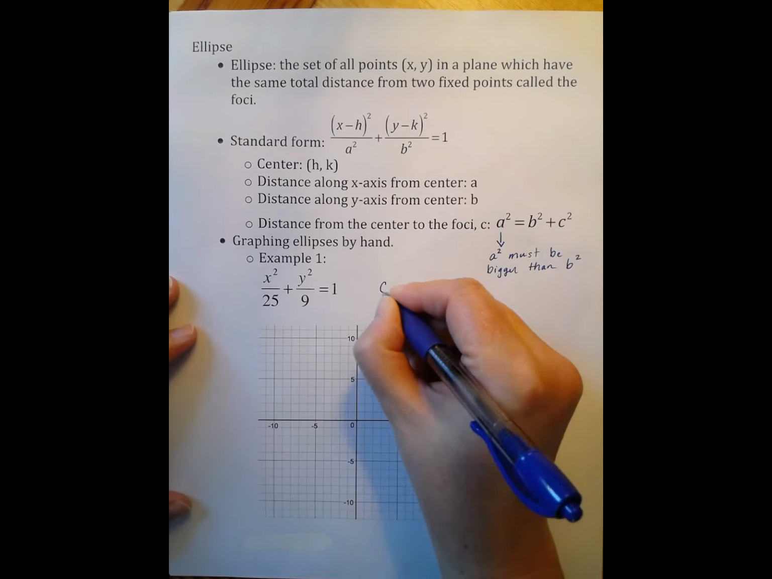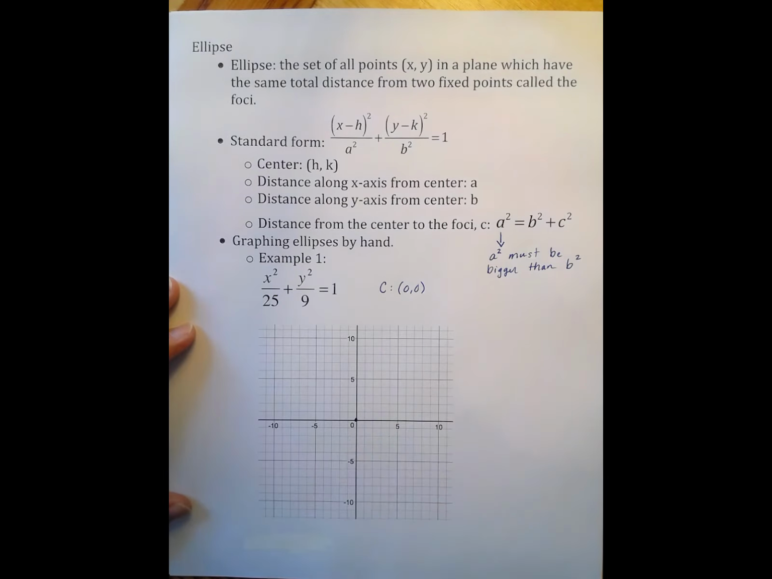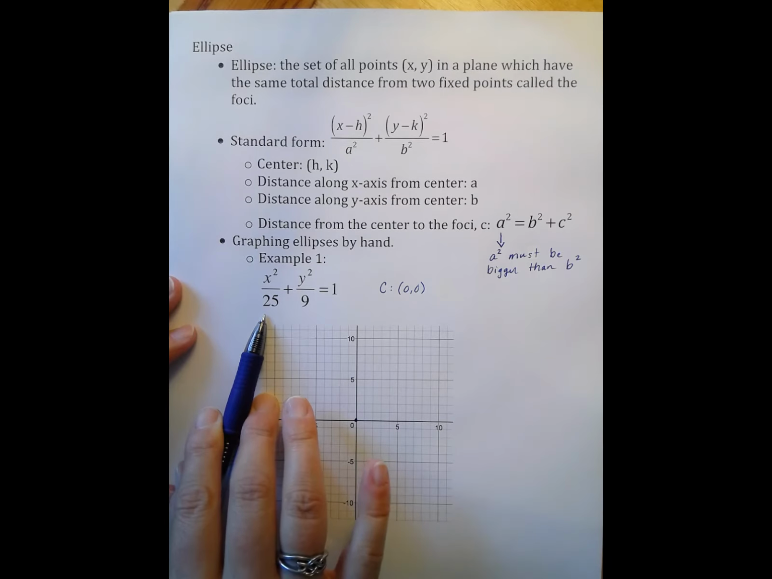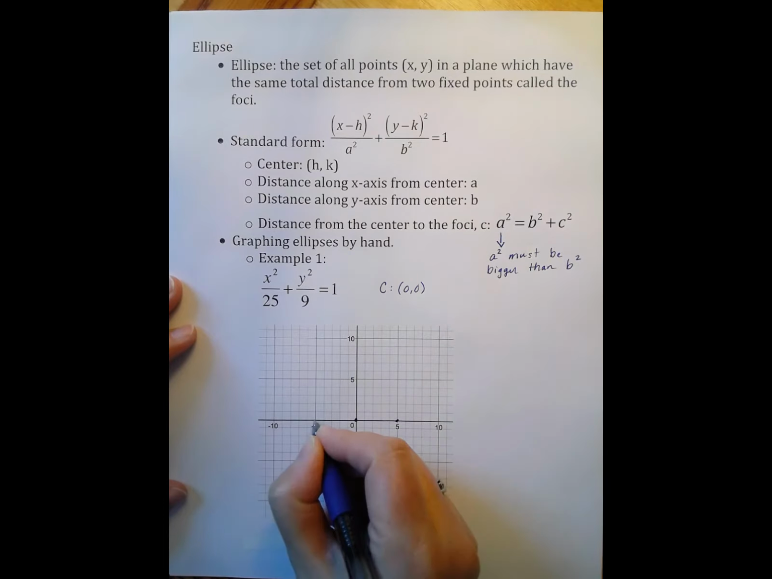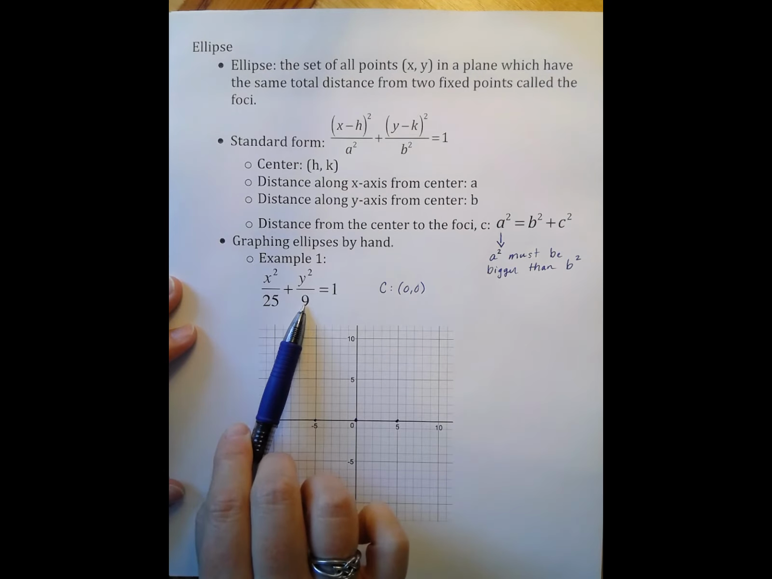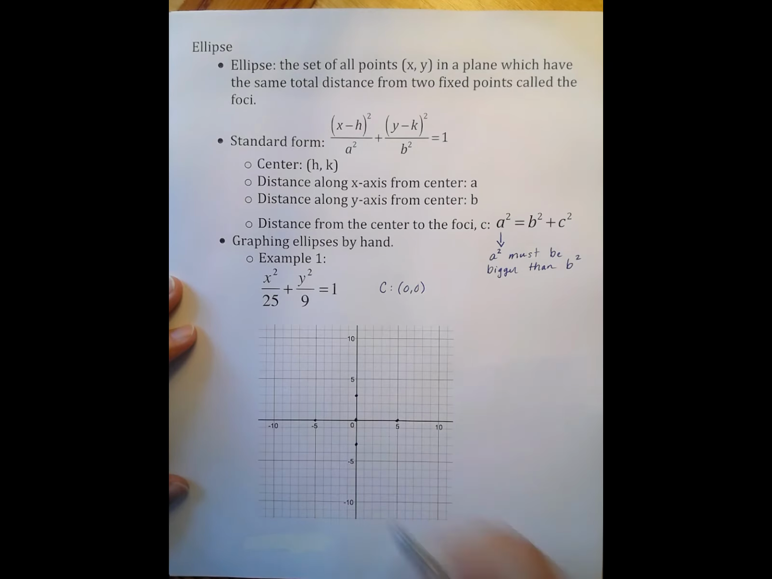So let's look at this first example. In this first example, my center is (0, 0). The number underneath my x term of this equation tells me how much left and right to go. So from my center, I go the square root of 25, so 5 to the right, 5 to the left. The number underneath my y portion of my equation tells me how much up and down to go. So in this case, the square root of 9, which is up 3 and down 3.